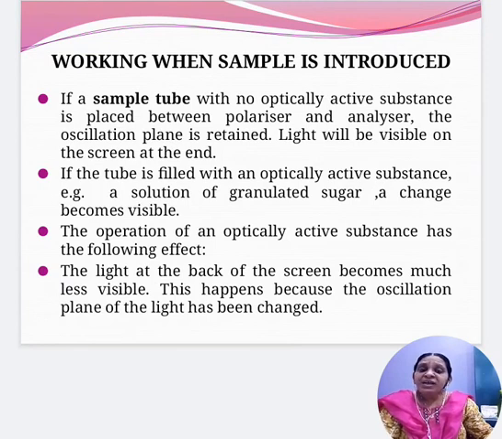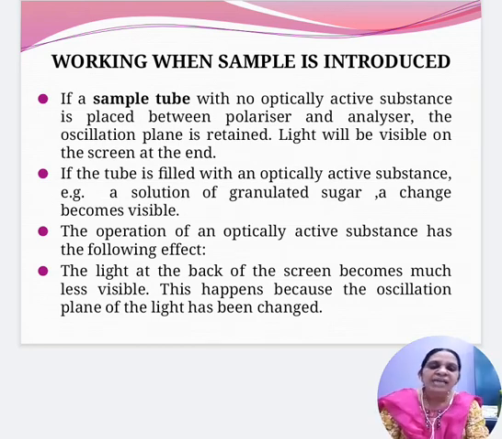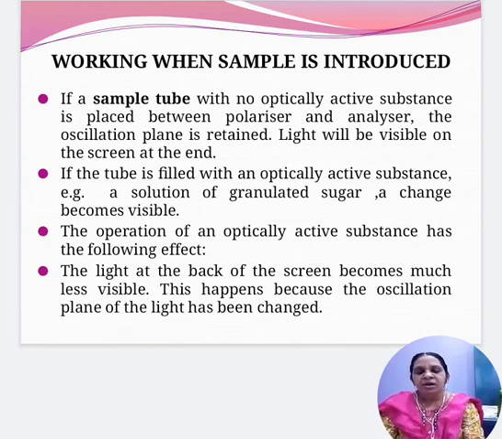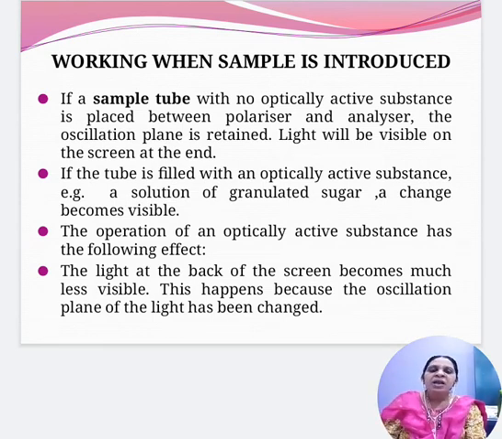Now, the working of the polarimeter when the sample is introduced. When we introduce the sample into the sample tube, how does it work? If a sample tube with no optically active substance is placed between the polarizer and the analyzer, the oscillation plane is retained. The plane after the analyzer is the same as after the polarizer, so light will be visible on the screen at the other end.